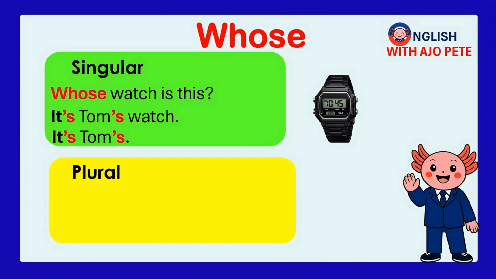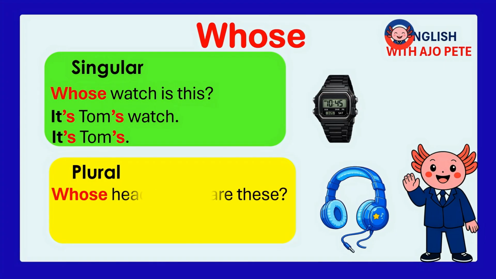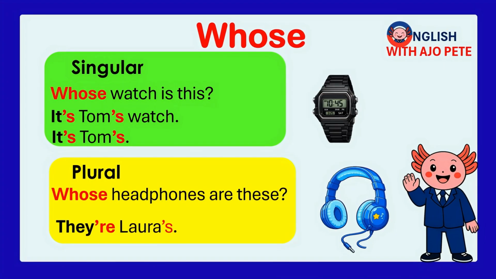Plural example, if we see some headphones, we can ask, whose headphones are these? We can answer, they're Laura's. So remember, whose asks the question and the possessive apostrophe plus s shows the owner. Use it's for singular and they're for plural. Splendid, isn't it?